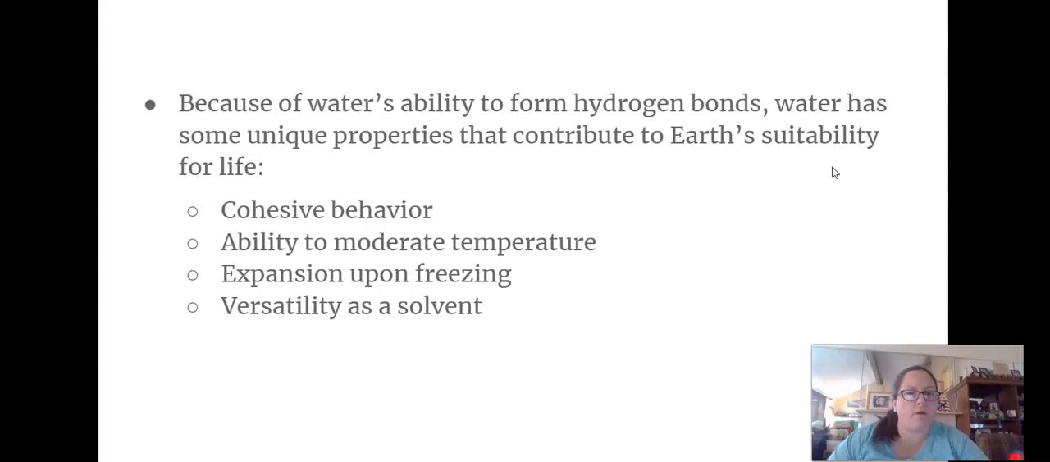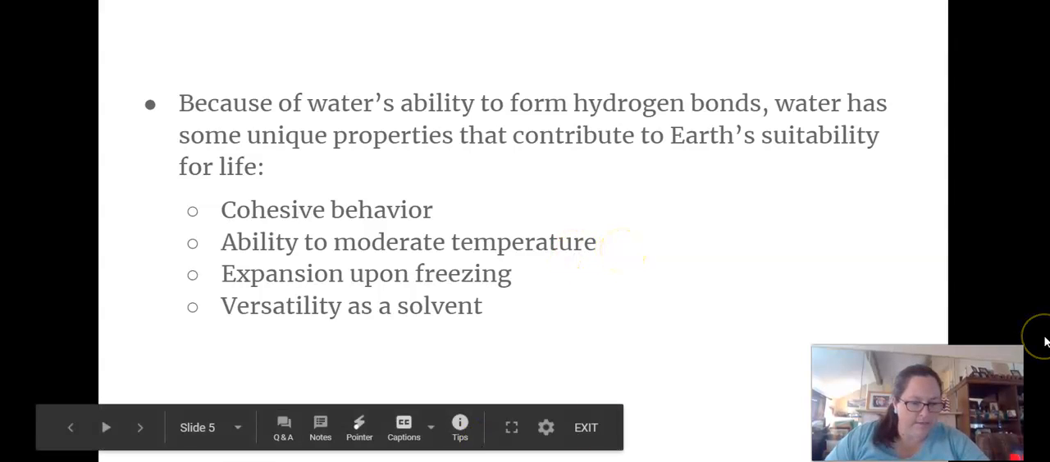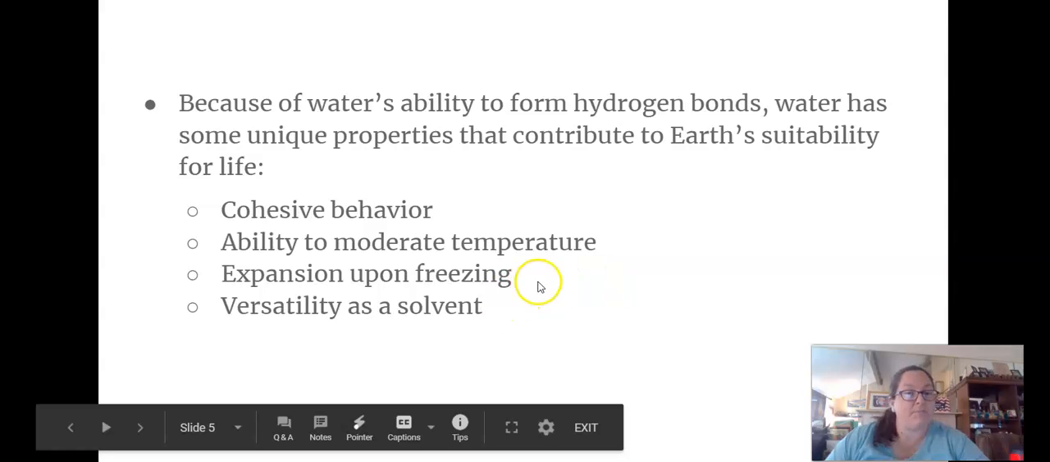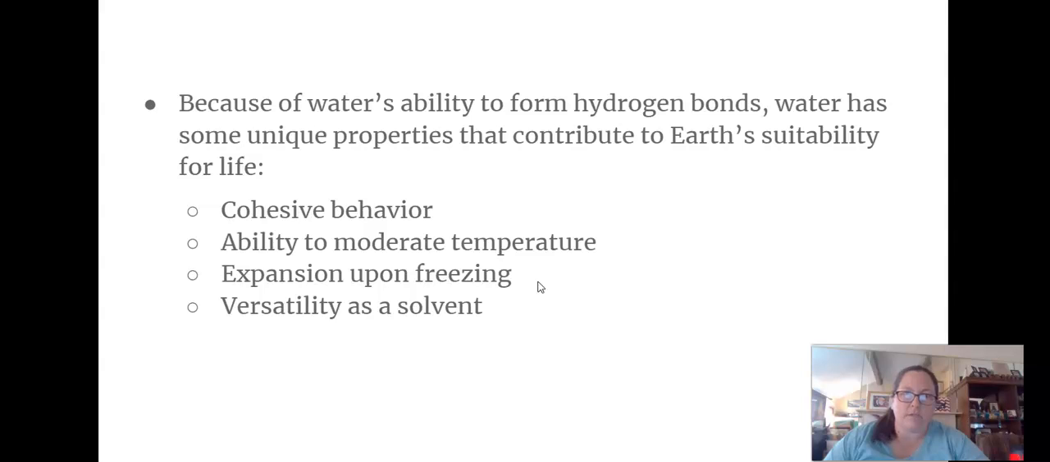Alright, so because of water's ability to form hydrogen bonds, water has some pretty unique properties. So we're going to talk about some of those. Cohesive behavior, ability to moderate temperature, and they can keep temperature stable in locations that are near large bodies of water, like a beach. Water expands upon freezing, and it actually takes up a greater volume. Frozen water takes up a greater volume than liquid water molecules, and this allows ice to float on water.